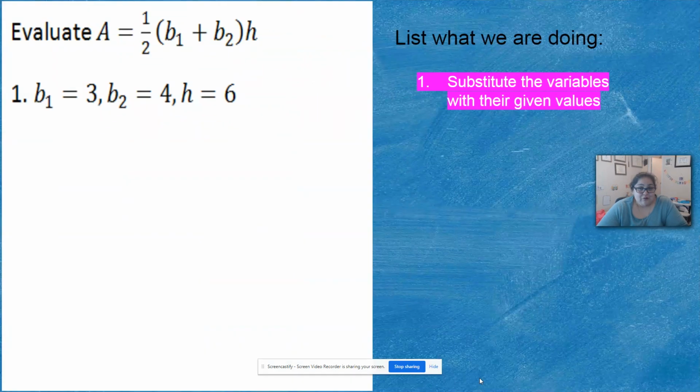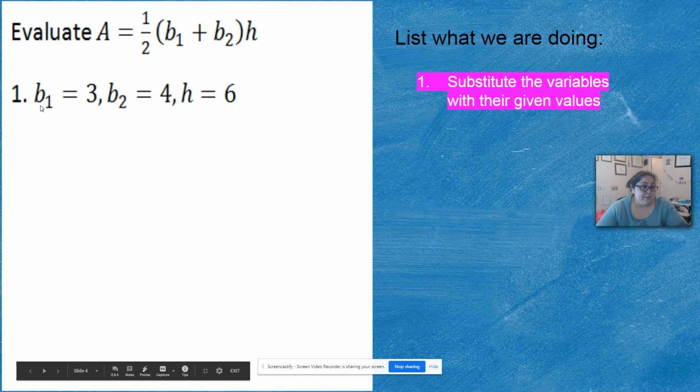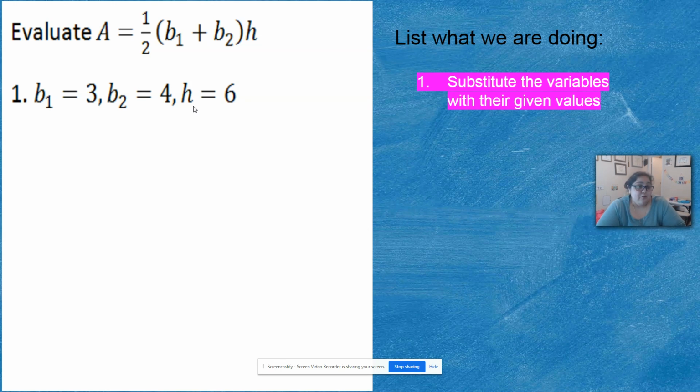Simplify, you just get a shorter version of an expression. We have evaluate. The first thing we're going to do is substitute, which some people like to say plug in, but we have to make sure that we use the academically appropriate vocabulary. So I'm going to substitute the variables with the given values. What variables did they give me? They gave me B1, B2, and H. First, I want to see if you can remember the actual formula. The formula is for the area, A, of a trapezoid. So we're going to substitute all the variables they gave us values for.